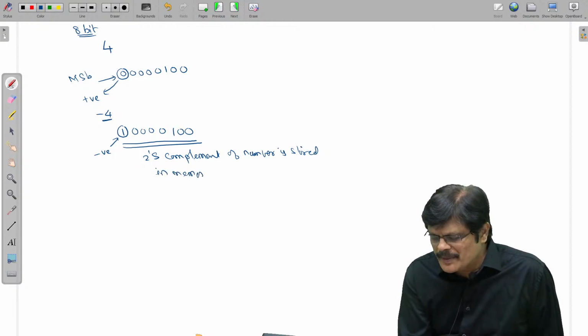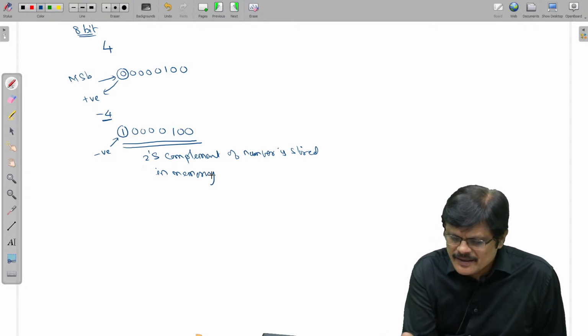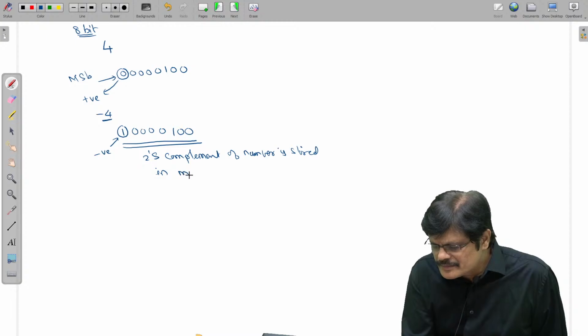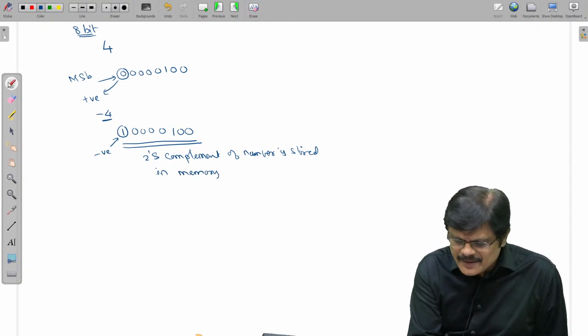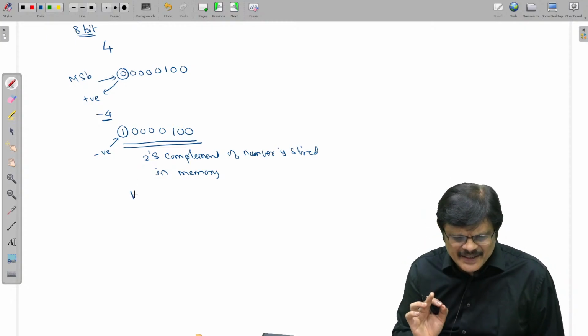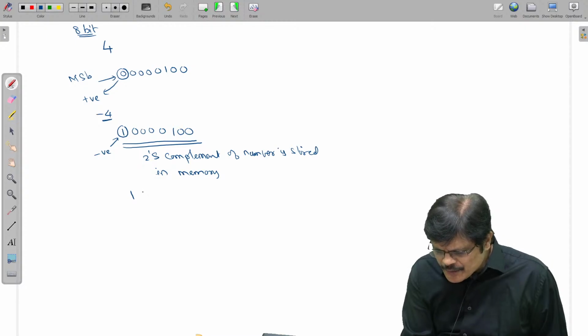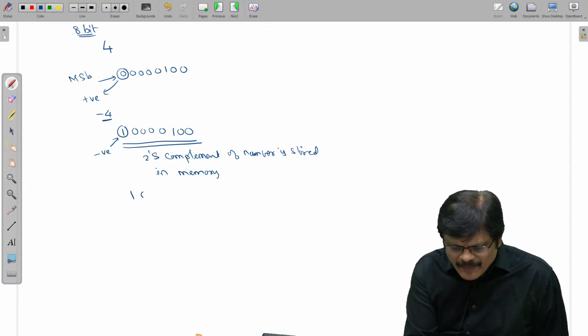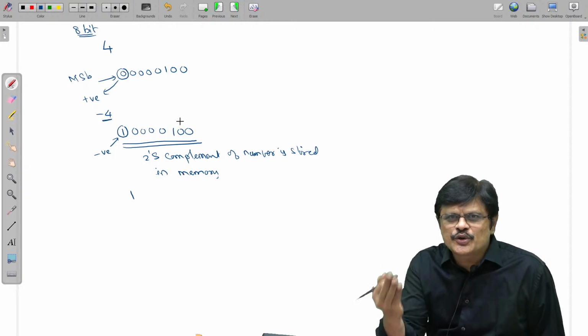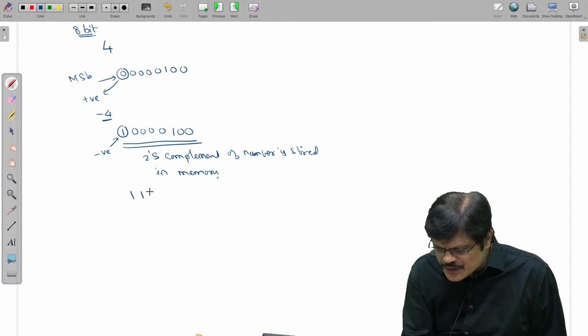The 2's complement is stored in the memory. So what is 2's complement of this number, my dear friends? The leading bit will remain, that shows the sign. Now the remaining, whatever number you are having, you take 1's complement, that is zeros change to 1, 1's change to 0. So all these zeros are changed to 1 and 1 is changed to 0.